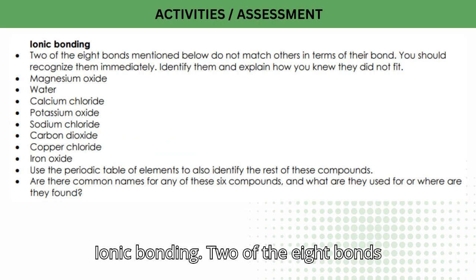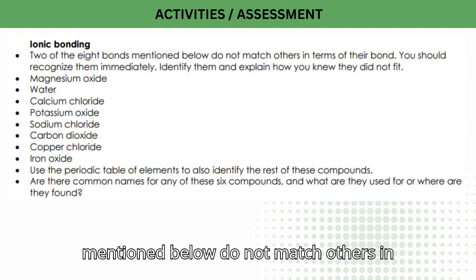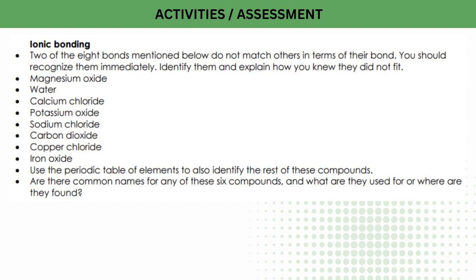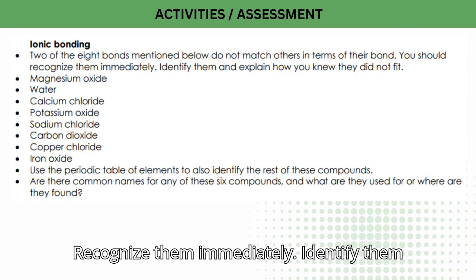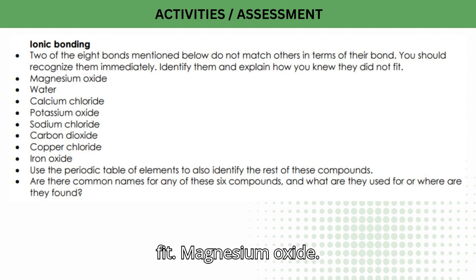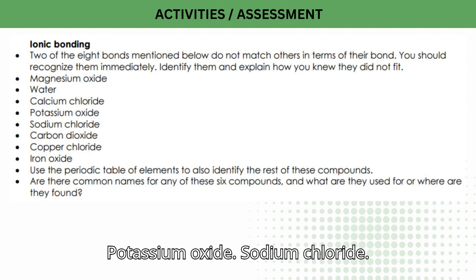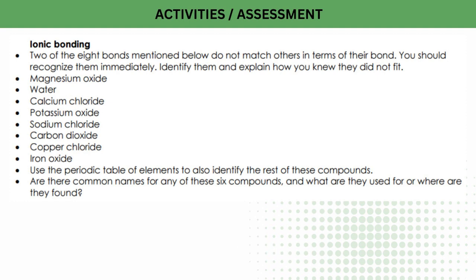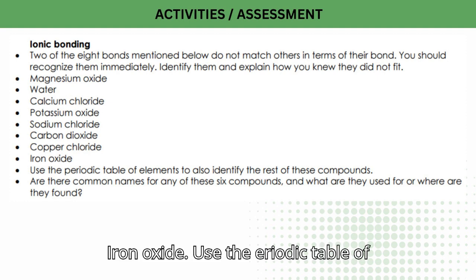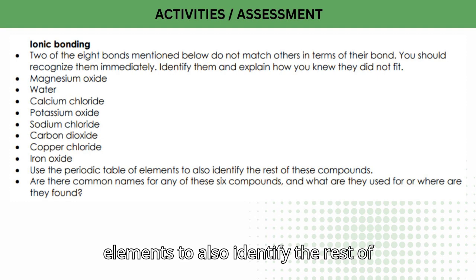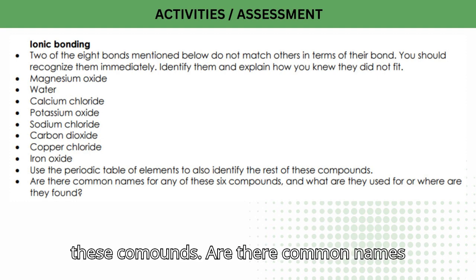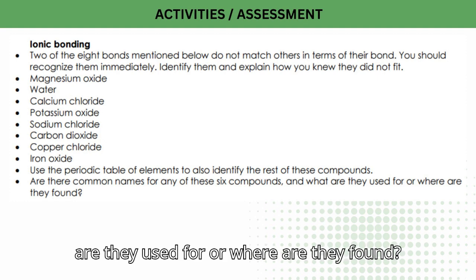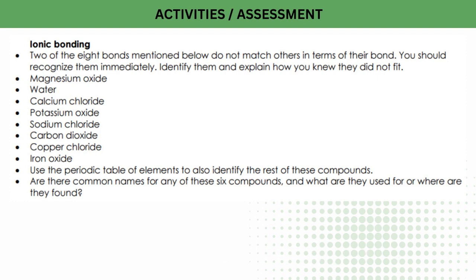Ionic bonding. Two of the 8 compounds mentioned below do not match the others in terms of their bond. You should recognize them immediately. Identify them and explain how you knew they did not fit. Magnesium oxide, water, calcium chloride, potassium oxide, sodium chloride, carbon dioxide, copper chloride, iron oxide. Use the periodic table of elements to also identify the rest of these compounds. Are there common names for any of these 6 compounds, and what are they used for or where are they found?